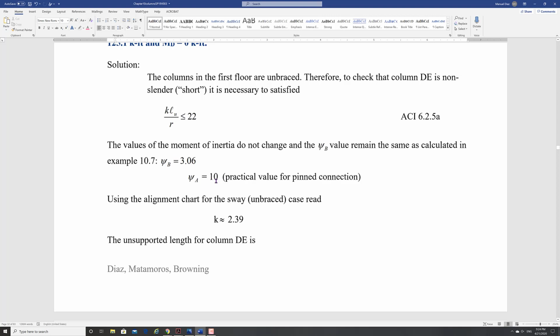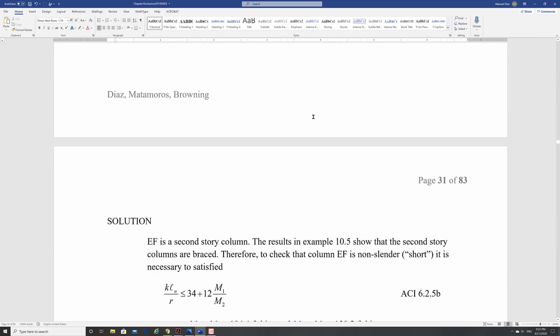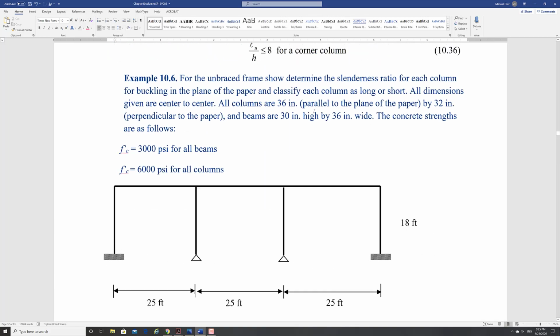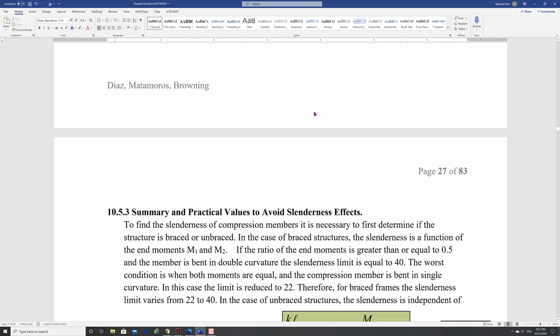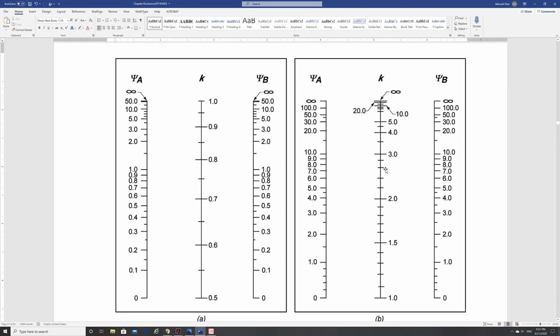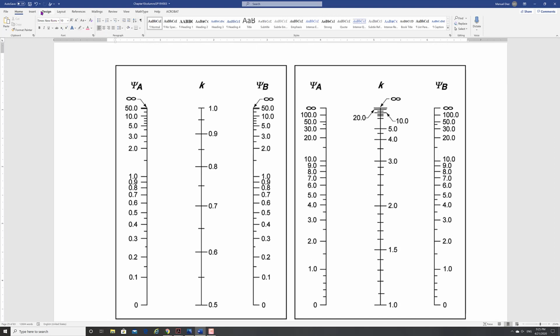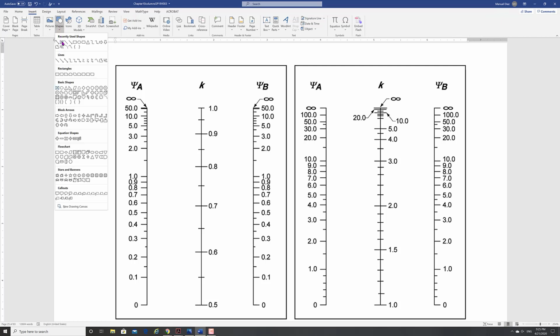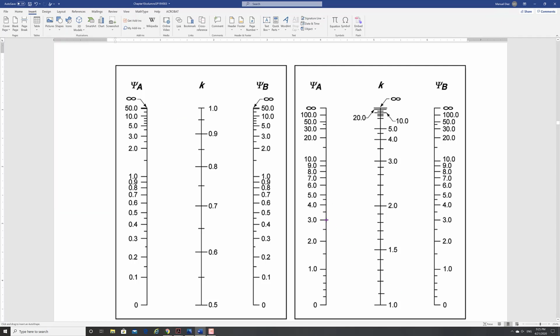And for the bottom part of the frame, remember when we did the Q index, that was braced. So now we need to use the unbraced case. And so 3 and 10, right? So 3 and 10, let's see if I did this right. So now we have 3 and 10, and come in here. So we got a 3 and a 10.